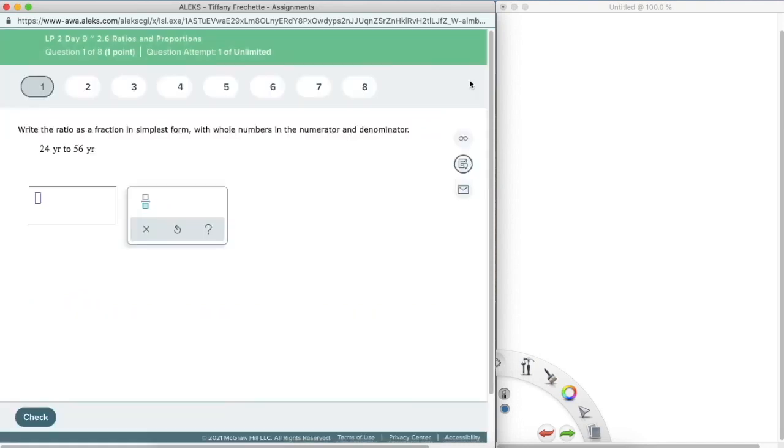If I want another example, I can click on example again. It'll give me a brand new one. And I can message my teacher from here as well, which will attach this question to the message. So now we know exactly where to come help you.